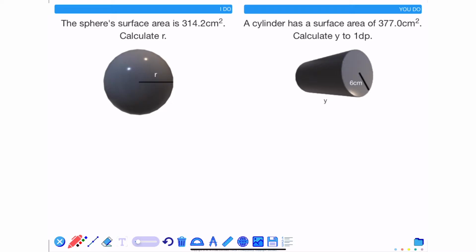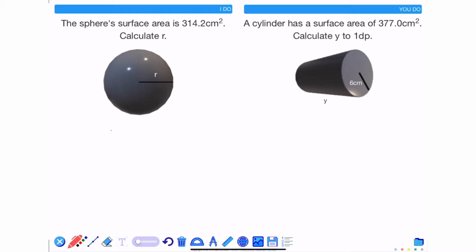In this video, we're going to take a look at how we can problem solve with surface area. With the example on the left-hand side, I've been told that the sphere's surface area is 314.2, and I need to work out an unknown length, which is r. The key thing to remember with this style of question is how we actually got the surface area answer.